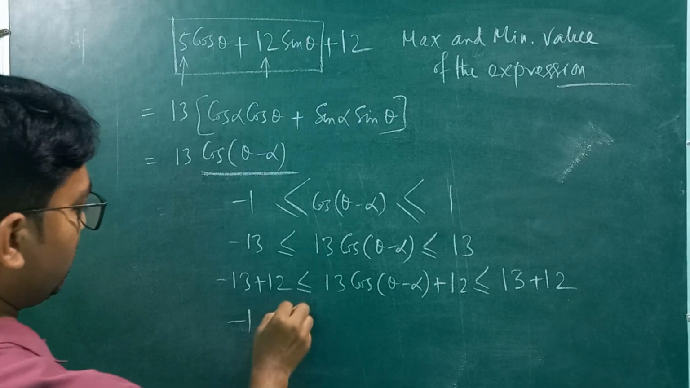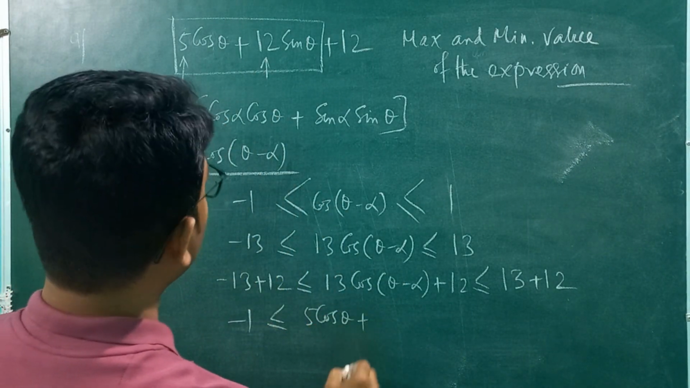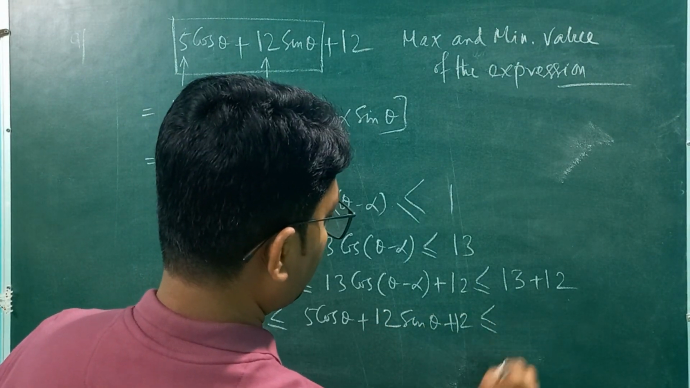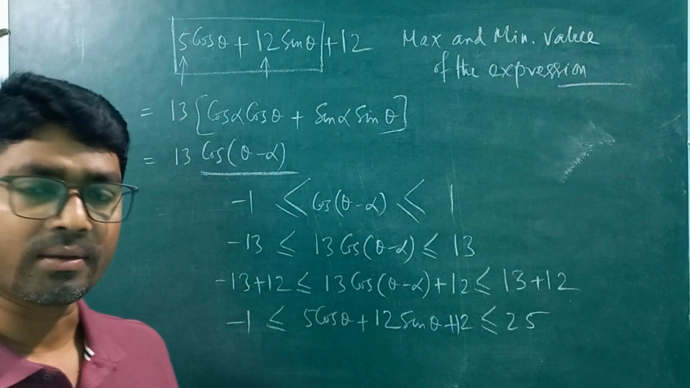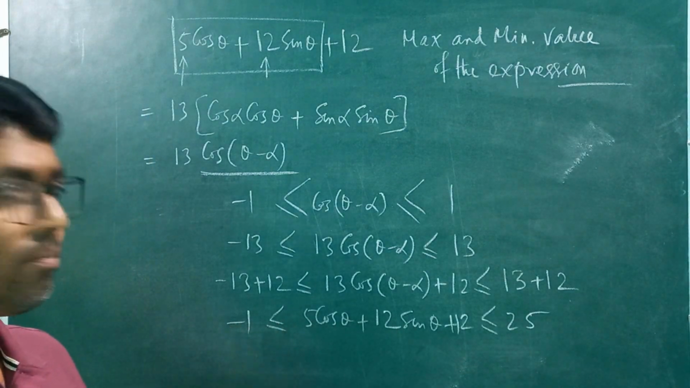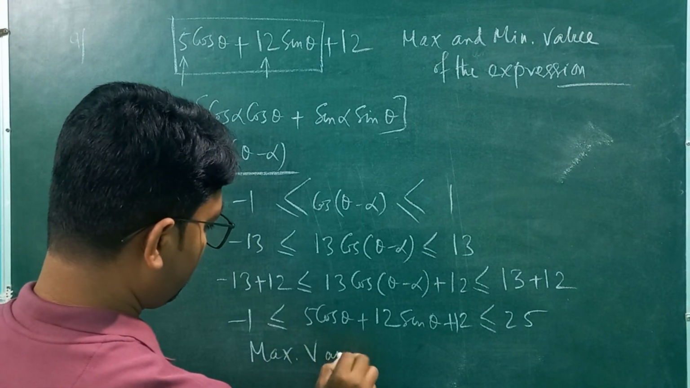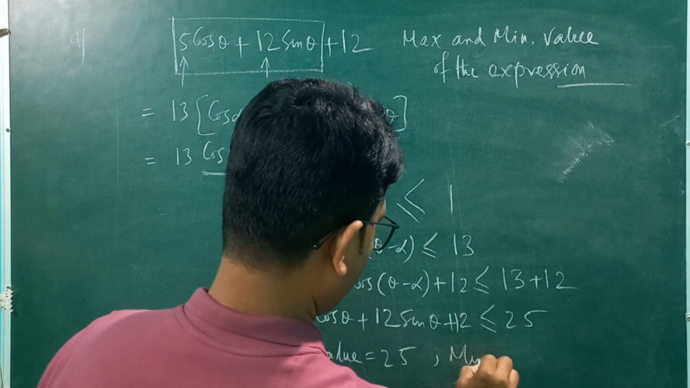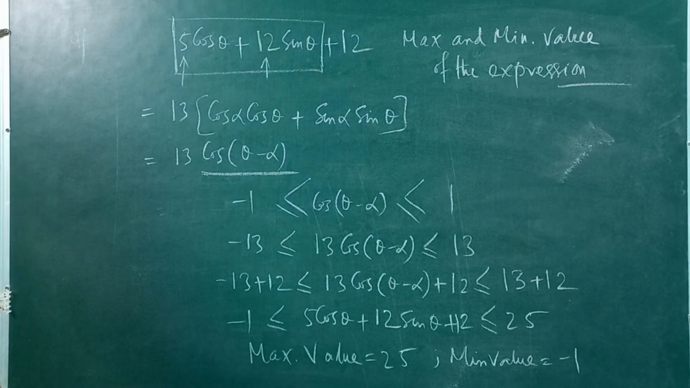That is, -1 less than or equal to 5 cos theta plus 12 sin theta plus 12 less than or equal to 25. So from this inequality you can easily say its maximum value is 25 and its minimum value is -1. Max value 25, min value is -1. So, is it clear to everyone?